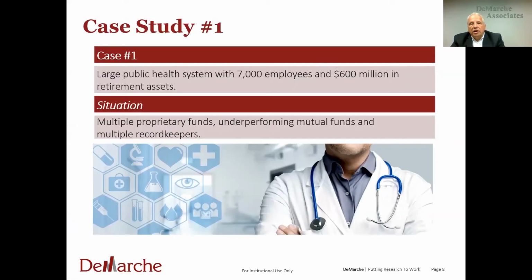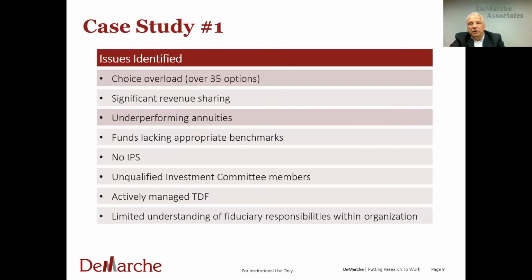The first case we'll talk about is a large public health system. This public health system has about 7,000 employees, a little over $600 million in retirement assets. And from the beginning, what we identified very quickly, they had multiple proprietary funds, underperforming mutual funds, and they had multiple record keepers. So we knew that at the onset there were going to be some things for us to really sink our teeth into.